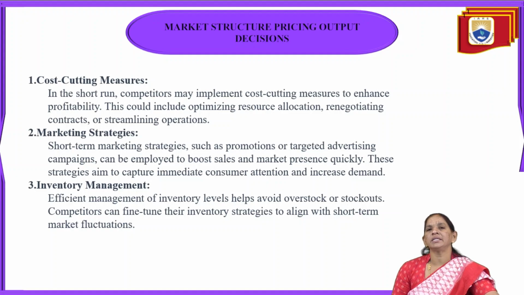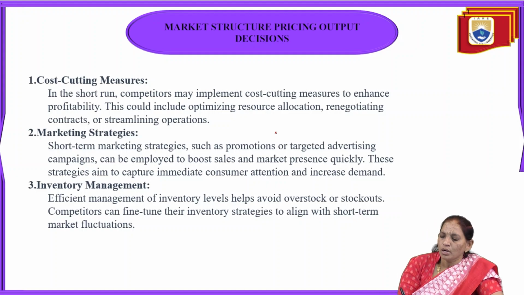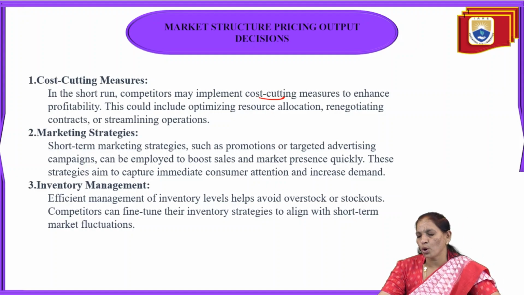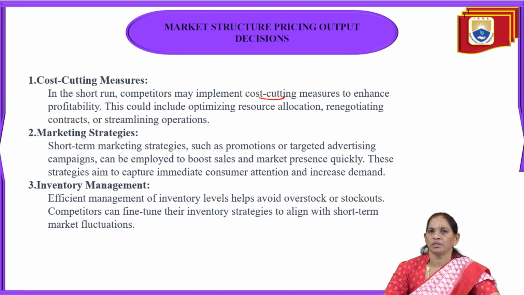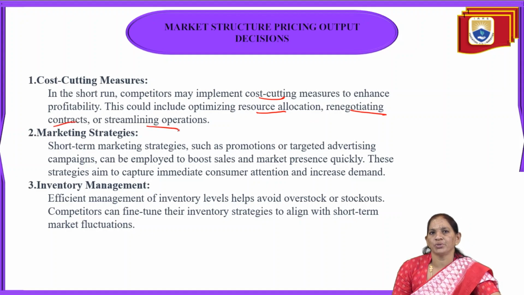Next, cost cutting measures. In the short run, when you want to earn more profit, the organization must implement cost cutting, or to meet competition from competitors, ensure that measures are enhanced to improve profitability. This could include optimizing resource allocation, renegotiating contracts or streamlining operations.